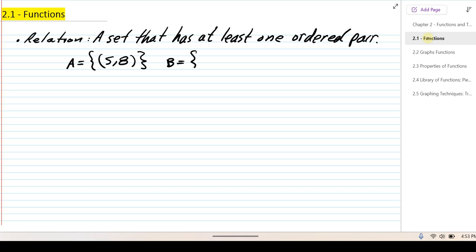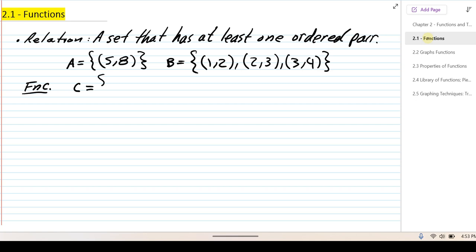Or I can have another relation. This one, suppose I have 1, 2, 2, 3, 3, 4. Here's another example of a relation. Or I could have names of people. So for example, each name associated with an employer. Now, what is a function? A function is actually a relation. Let's look at function C now. It is a relation. That means it has ordered pairs.